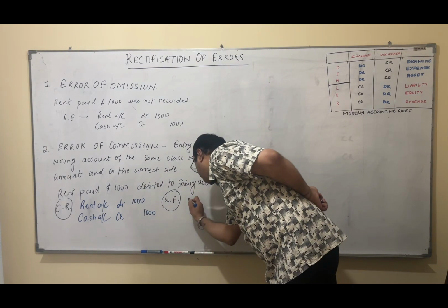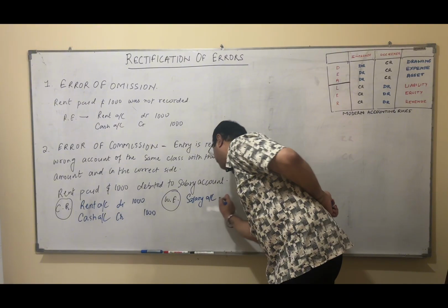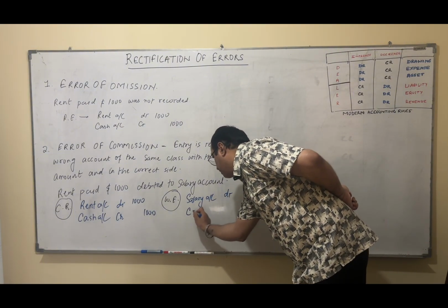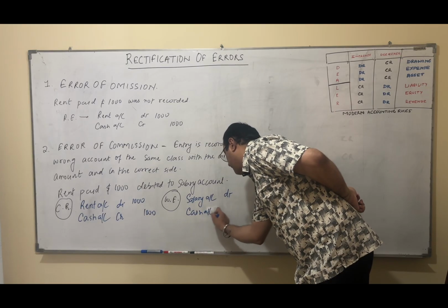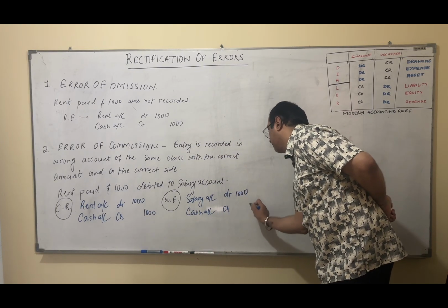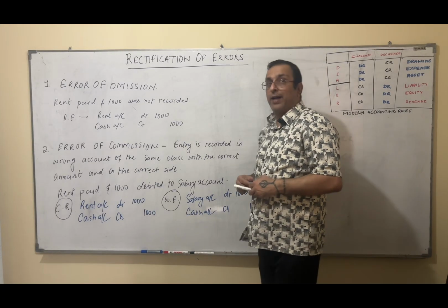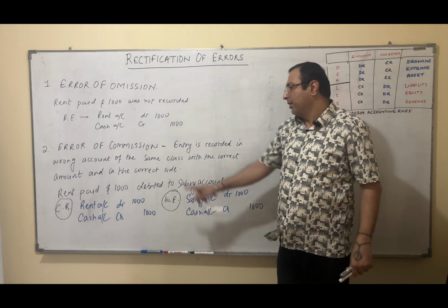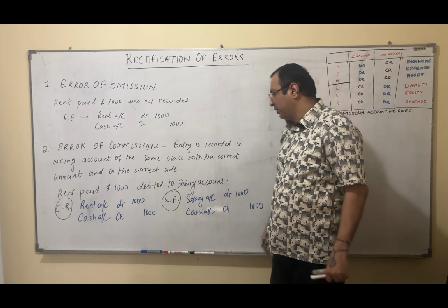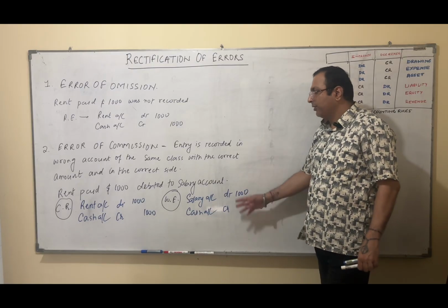So, what we do is we'll write here salary account, debit, and cash. There's no change in cash. Cash is at its right position. 1,000. You can see the entry which is supposed to be passed is rent account debit, cash account credit. But we have done salary account debit, cash account credit. Now we will rectify it.